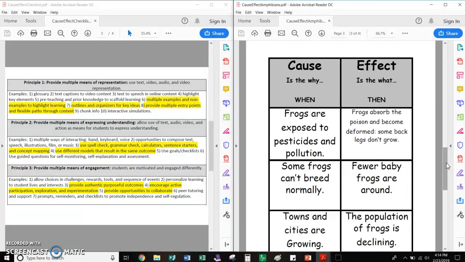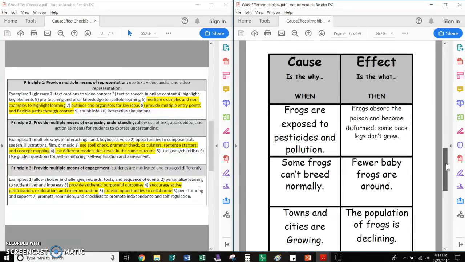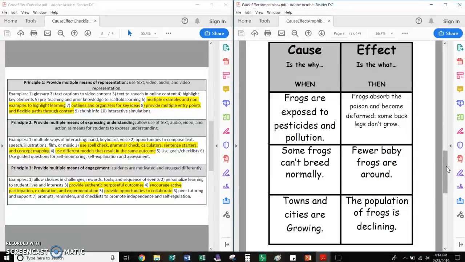I've also used the when-then structure. When this happens, then this happens, to help kind of drive home that cause and effect relationship. So that's why I had that third example highlighted. I also highlighted the fourth example, using different models that result in the same outcome. Again, back to the differentiated graphic organizers for this lesson.